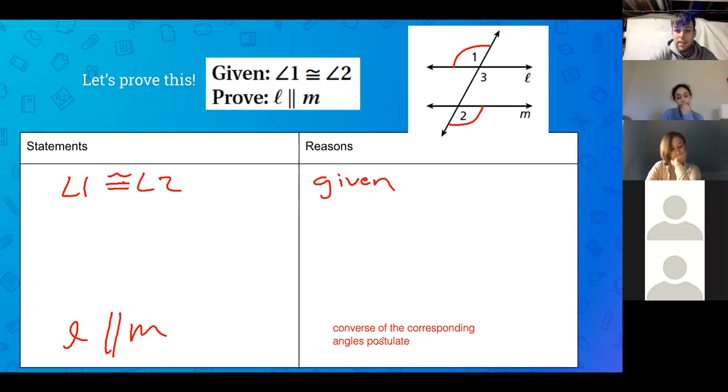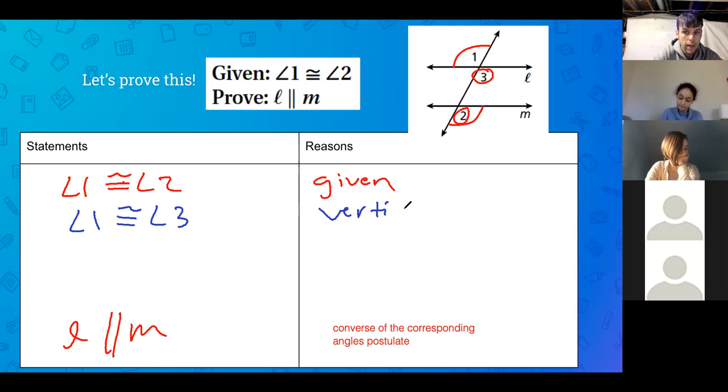In this case, that means I need to show that I have some corresponding angles that are congruent. Based on this picture, the only corresponding angles I see are angle 3 and angle 2. So I need to somehow show that these are equal. Well, that's actually pretty easy because these here are vertical angles. Angle 1 and 3 are vertical angles, so we know they have to be congruent.